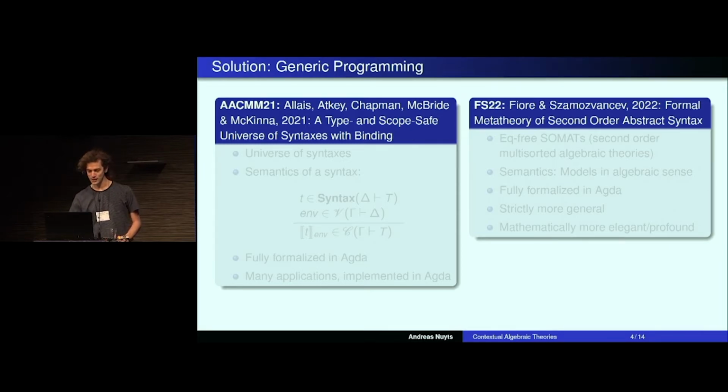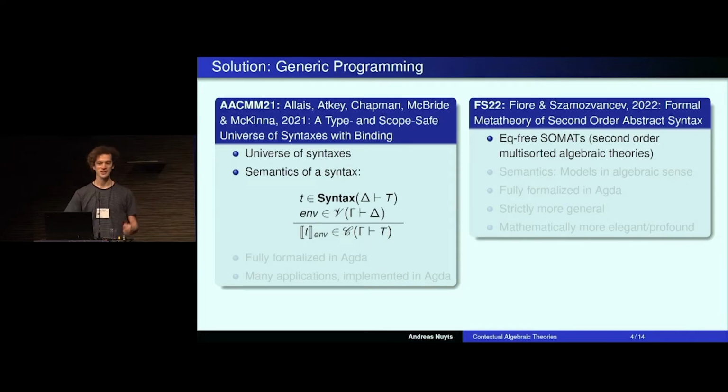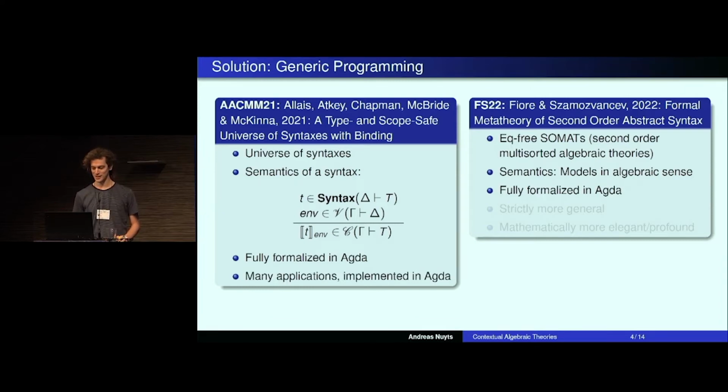So Allais, Atkey, Chapman, McBride, and McKinna start from a universe of syntaxes, which Fiore and Szamozvancev have identified to be the collection of what I call equation-free second-order multisorted algebraic theories. More on them later. AACMM start from a certain semantics, which Fiore and Szamozvancev generalize to just models in the algebraic sense. Both have fully formalized their approach in Agda. AACMM implement many applications, and Fiore and Szamozvancev have a strictly more general approach, which is also mathematically maybe more elegant and profound. But together with these applications, the combination is pretty cool.